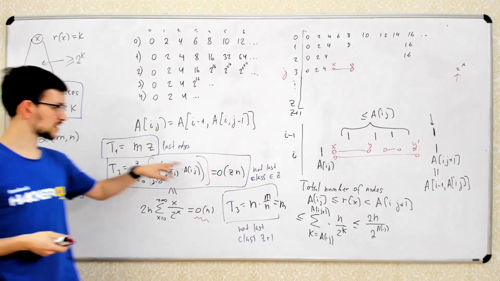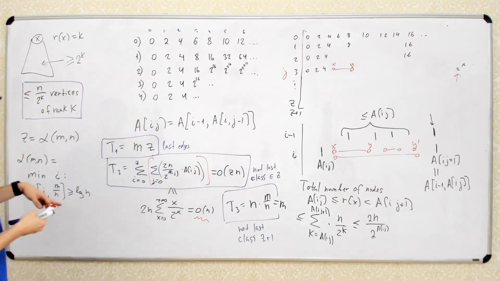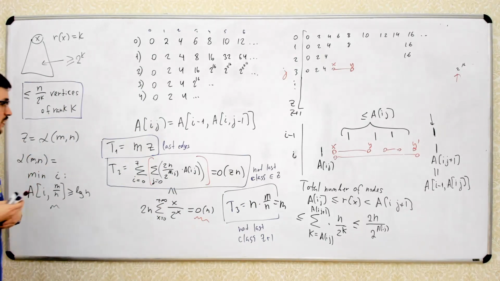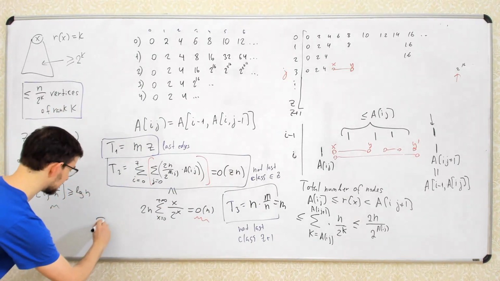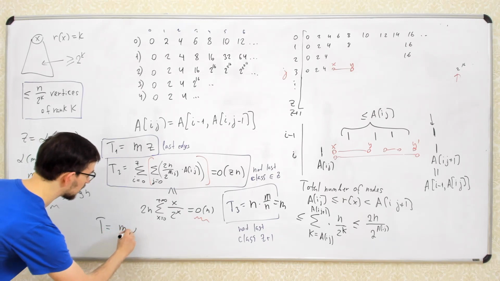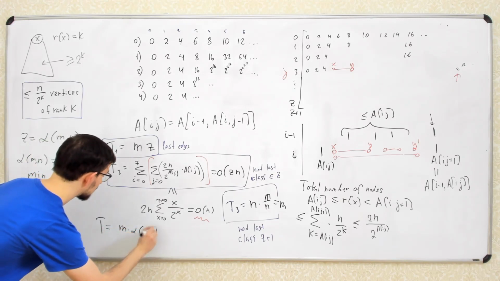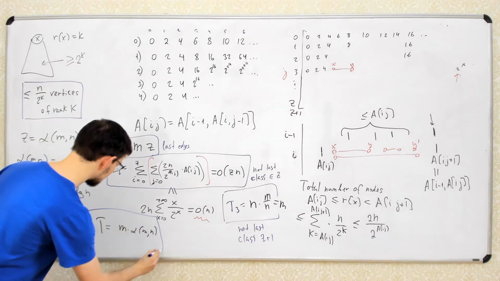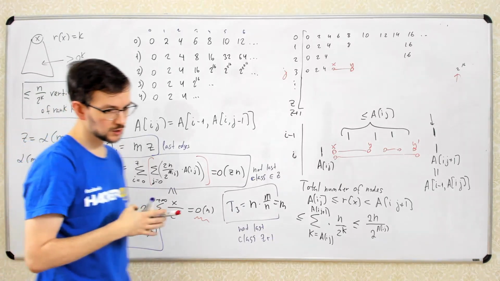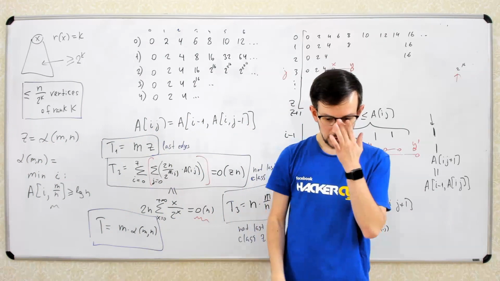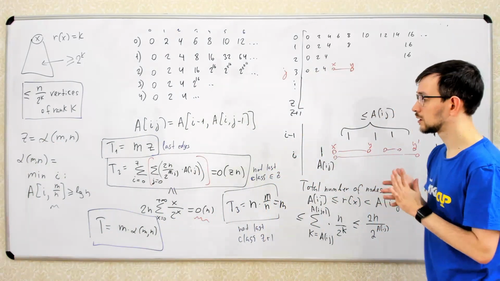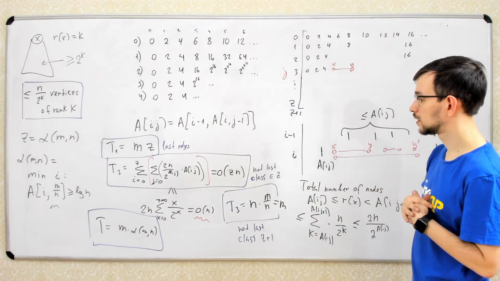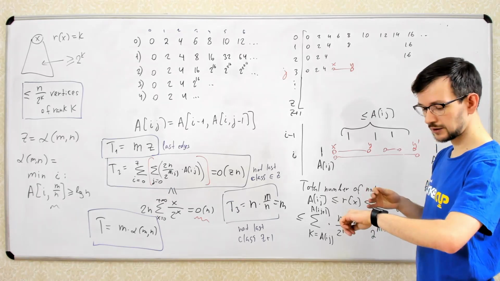So we have this plus this plus this, so the total time complexity will be m alpha n. That's all. Isn't it great?